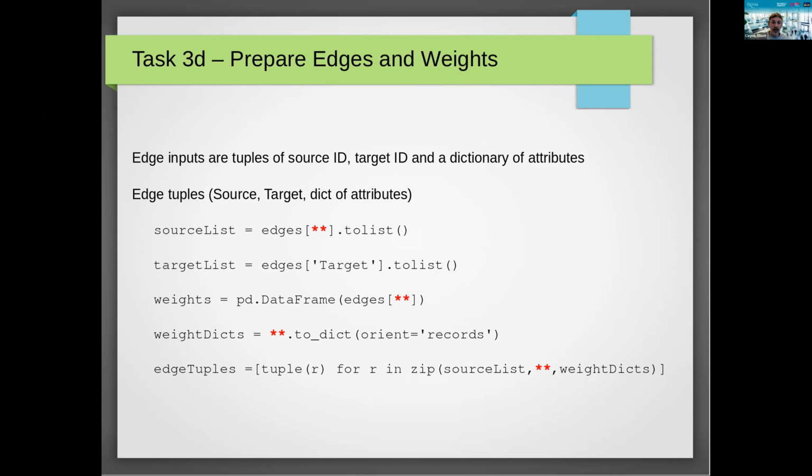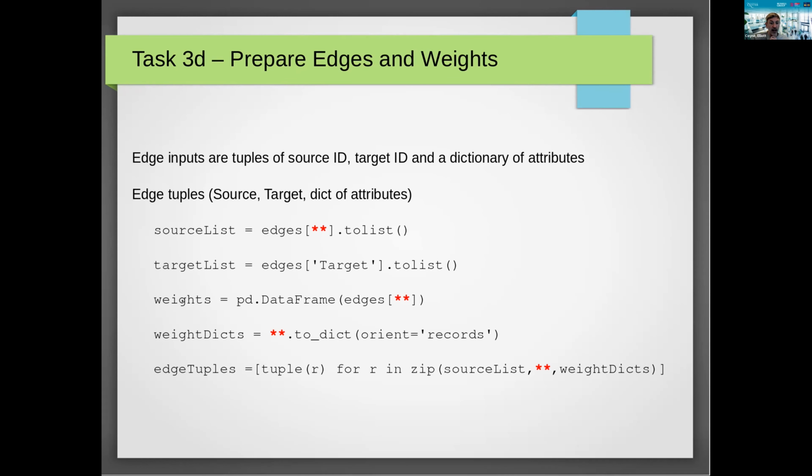And next we've got to prepare the edges and the weights. So we are going to use the source list. And again, from the edges data frame that we had, you can see here, we've got the target and we're putting that into a list. Well, we want to do the same for the source. So we will replace these asterisks with the source to the list. We'll then get the weights, and that's using a data frame and pulling out the weights column in there. Weight, singular, sorry.